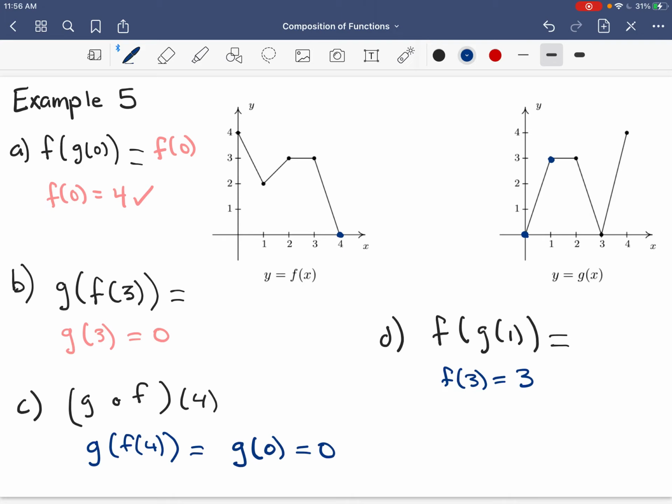All right, so that concludes our video on composition of functions. It is substituting one function in for another function. If we have values, it means you substitute the value into the inner function first and then work with the outer function.